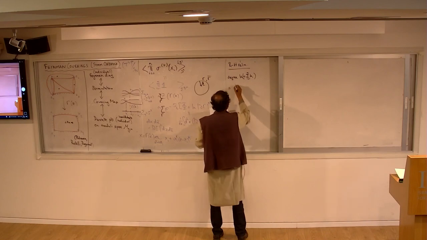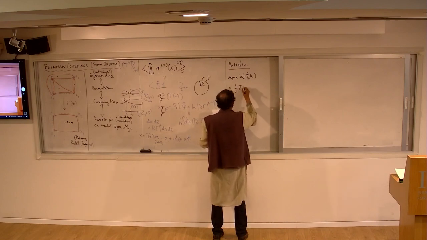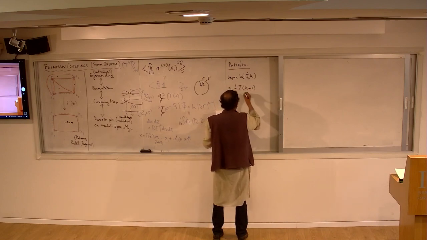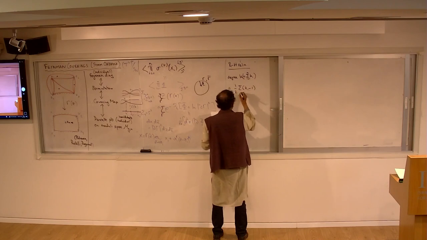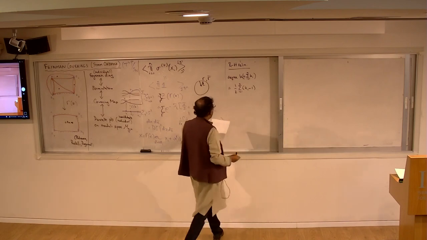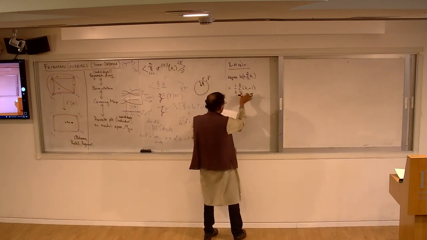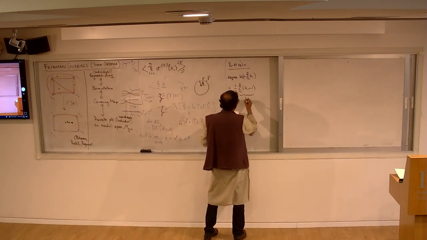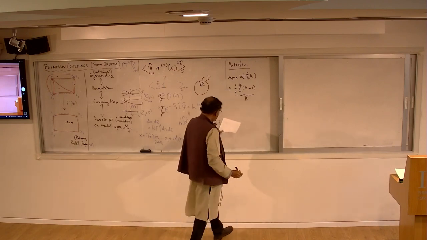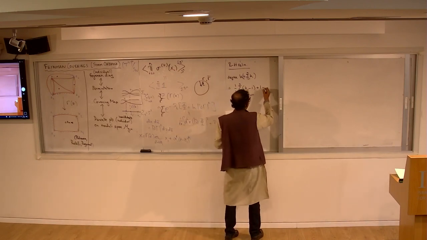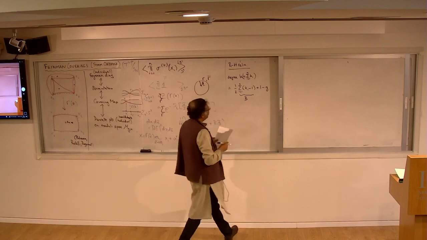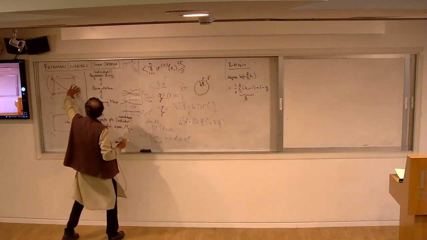But now there are n branch points, and each has branching number k_i, so that's the piece which we had earlier. This was the total branching number b, and then plus 1 minus the genus of this world sheet.